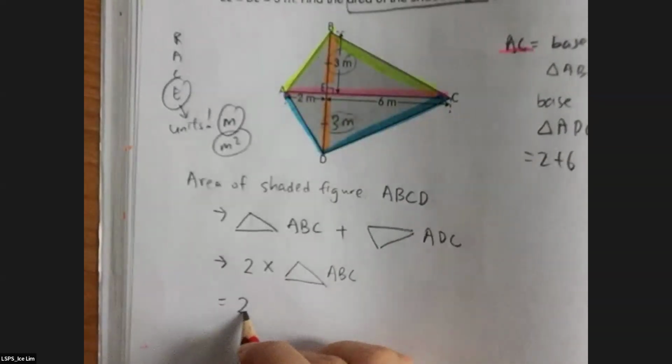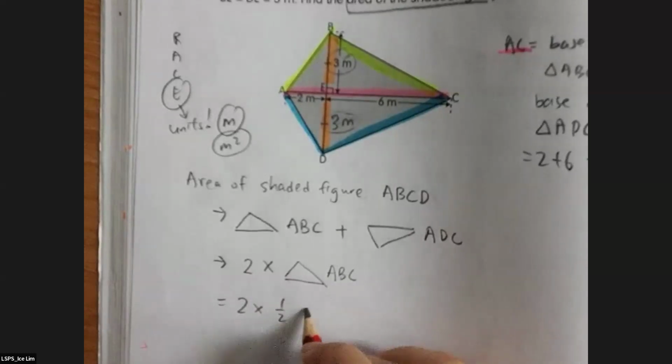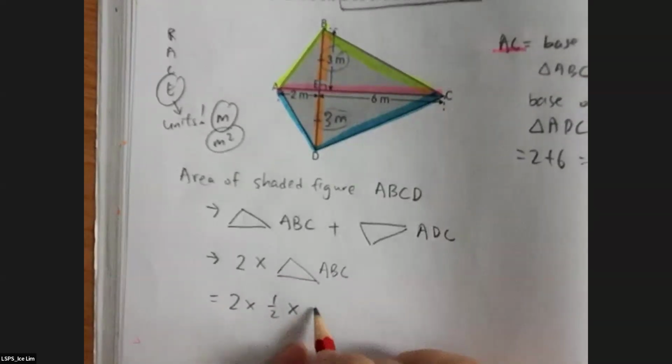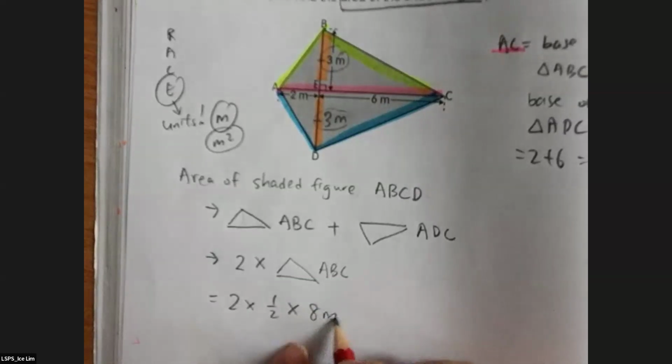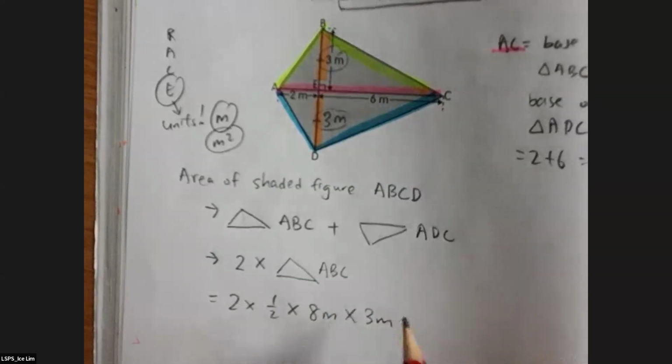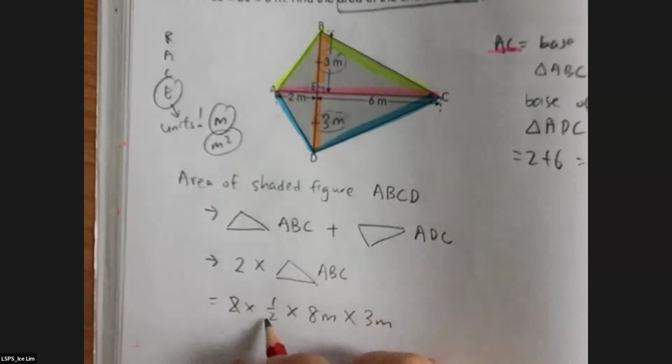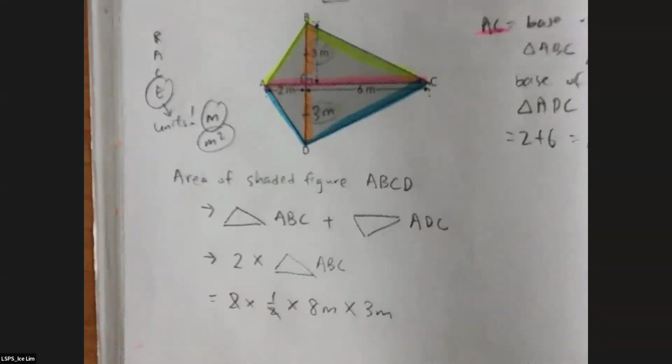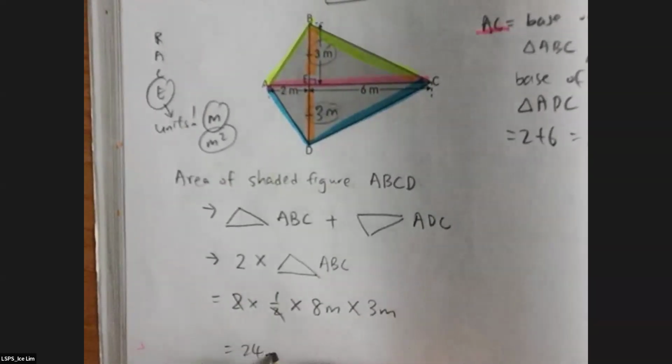Which is equal to 2 times half times base times height. Base will be 8 meters times height is 3 meters. So this one cancels out already. So the answer is 24 meters squared. Finish.